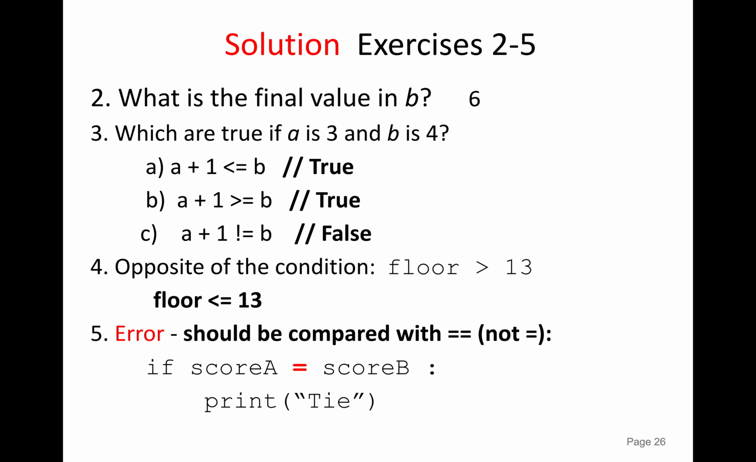So the opposite of the condition: score greater than 30, the opposite is score less than or equal to 30. The opposite of the condition is, if the upper bound is taken, then the lower bound plus the equal sign is the opposite. If score A equals score B, it's a very important point. If you are comparing two values, you have to use double equal. If you use single equal, it's an error.